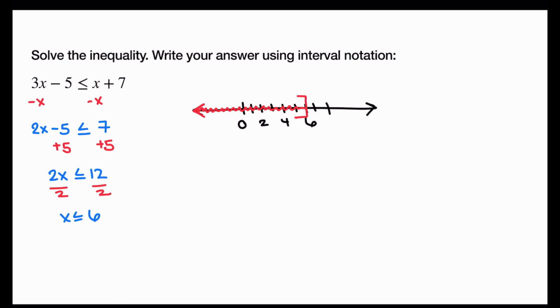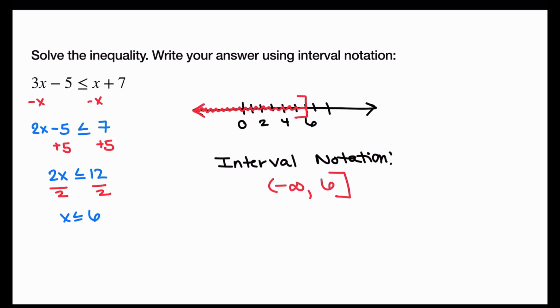To write this in interval notation, I think the easiest way to do that is to draw it on the number line first, and then in interval notation, you just list the endpoints of your interval. This interval, or shaded in region, starts at the left arrow, which represents negative infinity, and it stops at positive 6. So in interval notation, this is negative infinity to 6. With interval notation, we always use parentheses with infinities. We use parentheses when we have an open interval. That means we're not really including the endpoint.